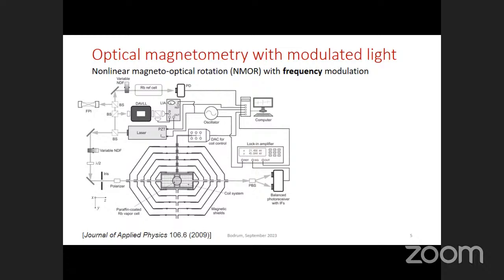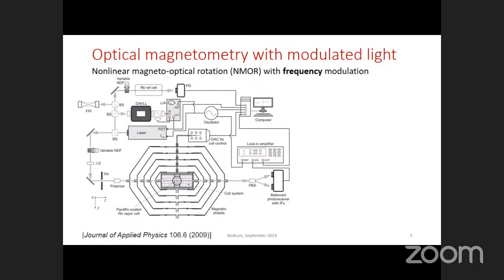So the fancy part of the last 20 years of optical magnetometry lies in here, actually, that we have learned how to properly analyze the signal for a very good signal-to-noise ratio, and also in the fact that we have higher power lasers. But in any case, the important part of the setup is the frequency modulation.